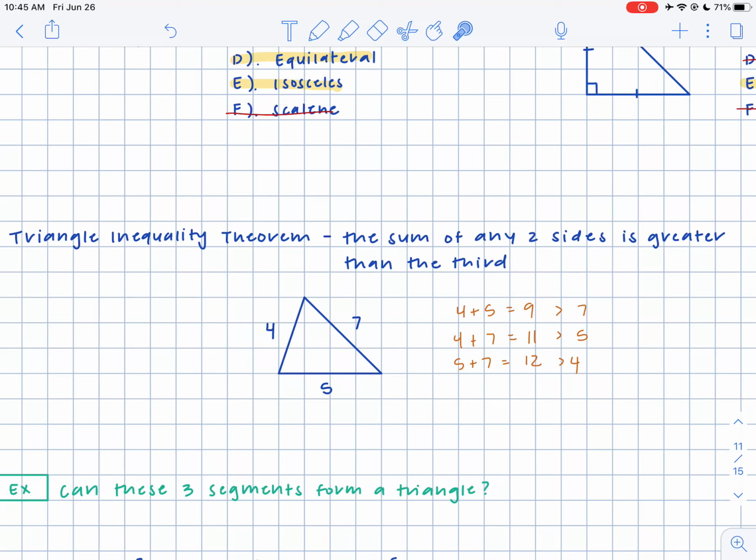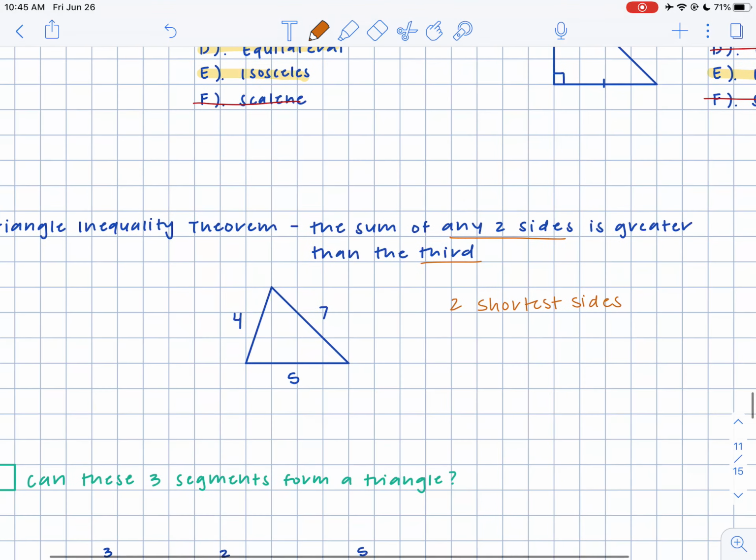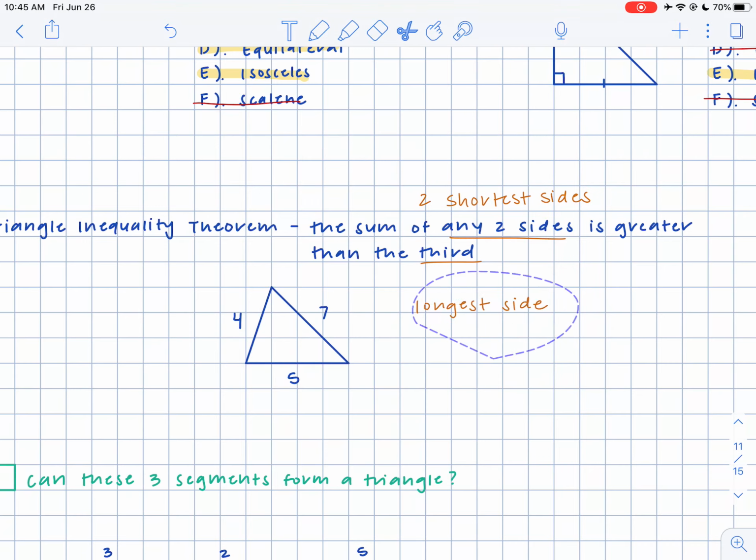Okay, so really, if we wanted to simplify this theorem, we can say the sum of any 2 sides. Instead of saying any 2 sides, why don't we say the sum of the 2 shortest sides? It will be greater than the third, or we can, instead of saying the third, we'll say the longest side. Let me move this. 2 shortest sides, longest side.